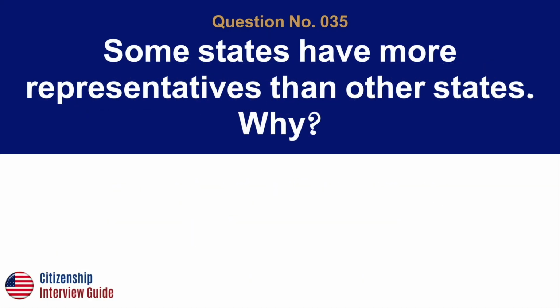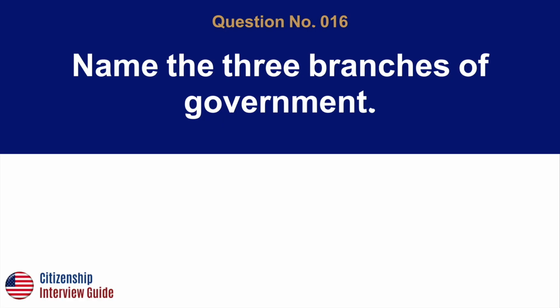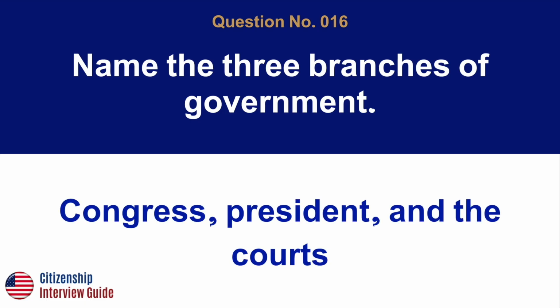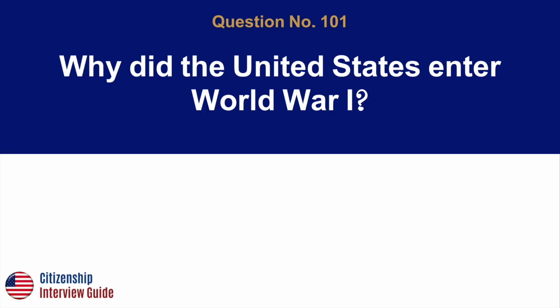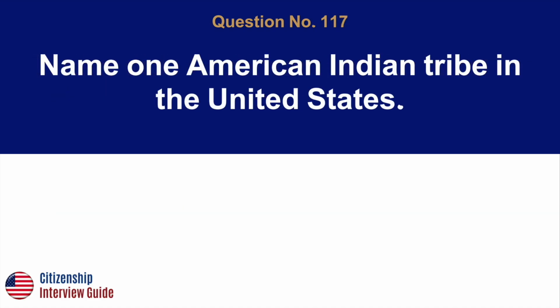Some states have more representatives than other states. Why? Because of the state's population. Name the 3 branches of government. Congress, President, and the courts. Why did the United States enter World War I? Because Germany attacked U.S. civilian ships. Name 1 American Indian tribe in the United States. Cherokee.